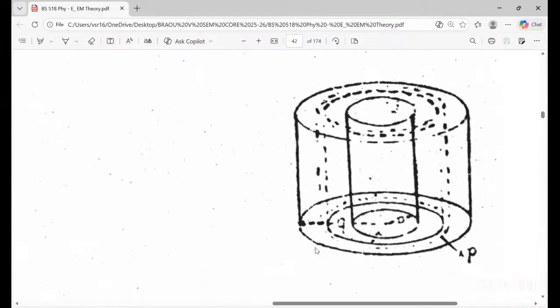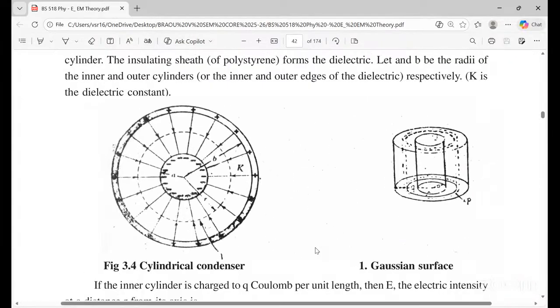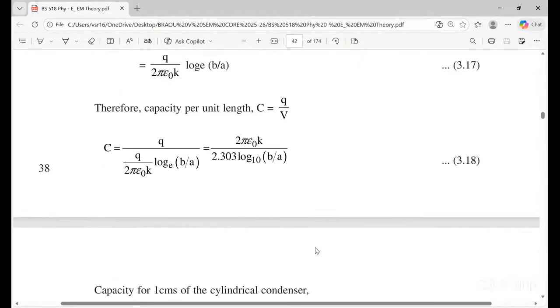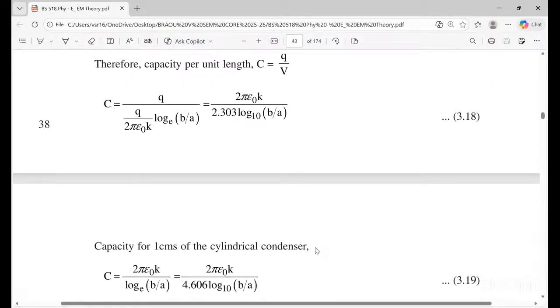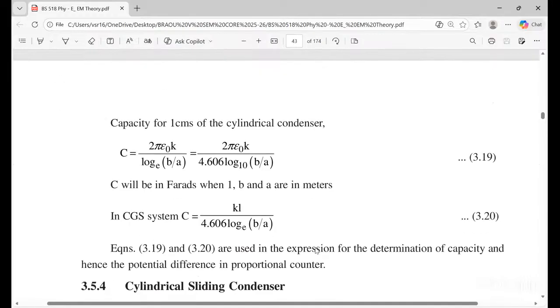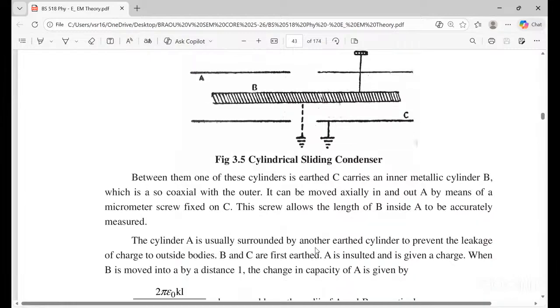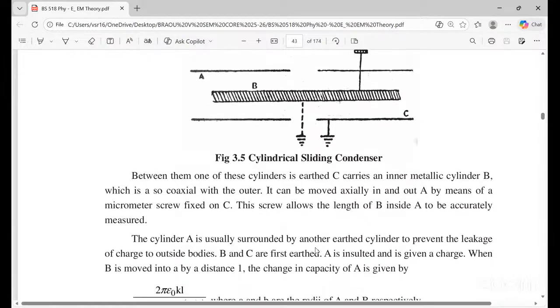Actually, this one, the original thing, the Gaussian surface, we calculated the V value, and immediately substituting, you may get 2 pi epsilon naught K log b by a. Next, cylindrical sliding.